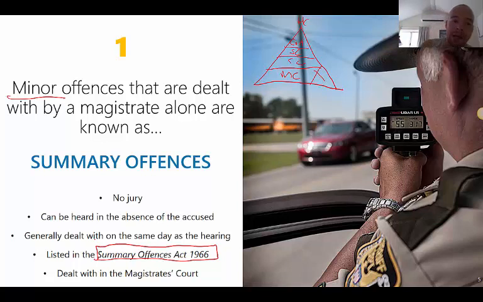And when we talk about being heard in the absence of the accused, say I drive my car on Eastlink and I don't have an account. What will happen is they will send a letter to my house where my car is registered, and they'll say, you owe us $19 for using our toll road without paying. I might ignore that letter.